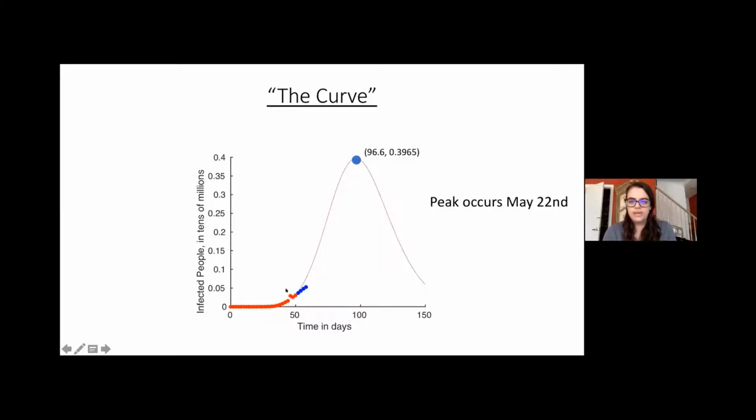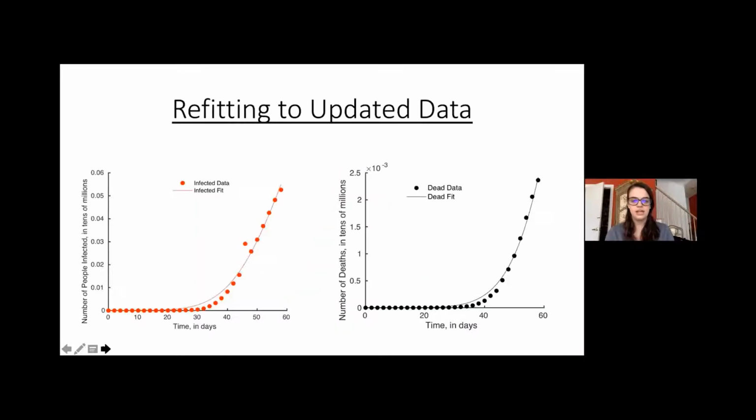Okay, so we get this curve, the curve we've been seeing. But what we noticed in the previous slide was that my original fit is overestimating what's actually happening, right? I fit my data up until this last red data point, and then I wanted to see what would keep happening. And what's happening is there's less infected people than what I projected there to be, which is a good thing. And so what I decided to do is refit to this new amount of data I have. So I can refit it and get a new fit.